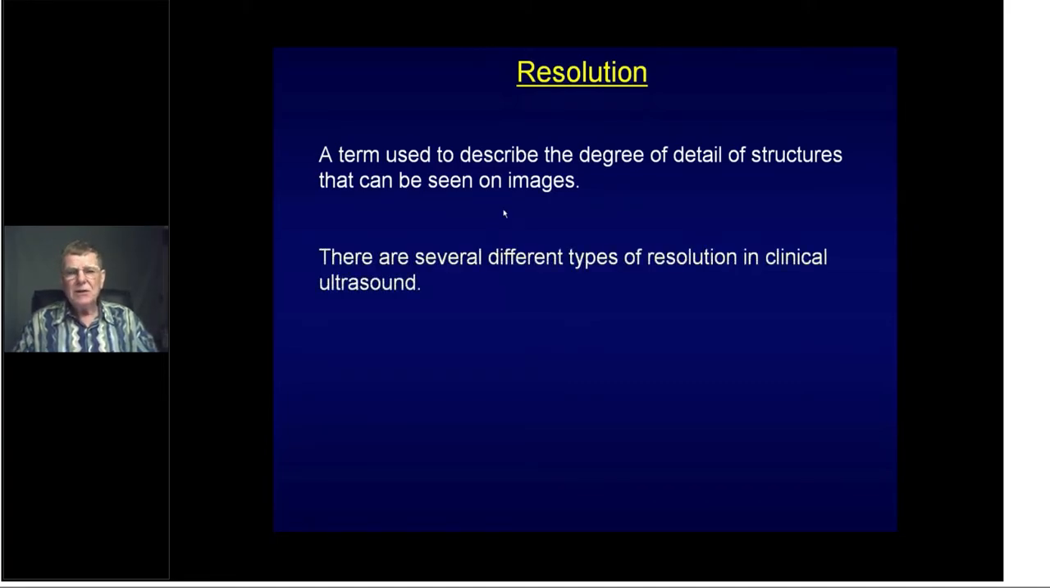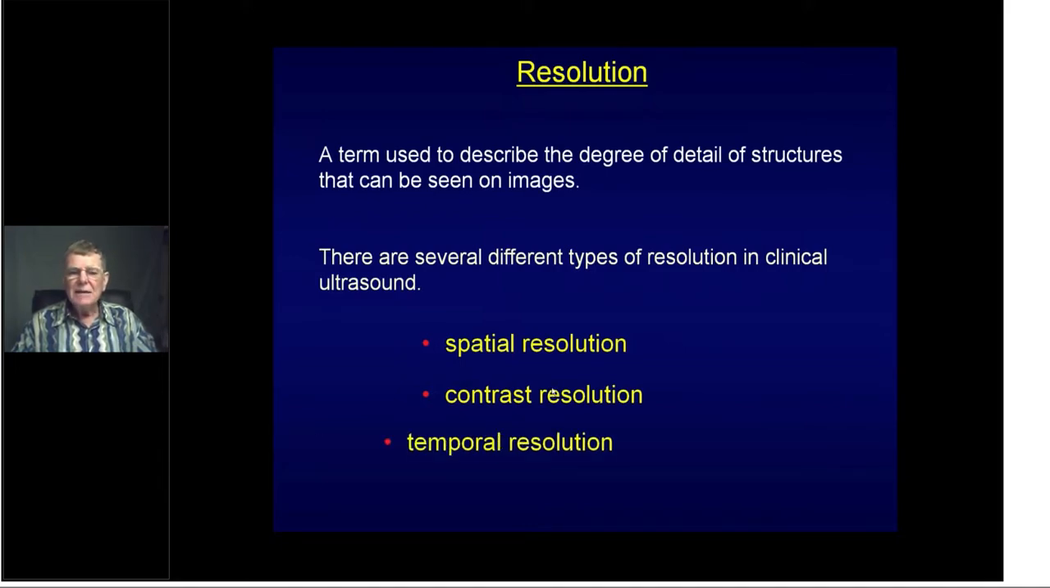Within diagnostic ultrasound, there are several different types of resolution, and they're all important. The really important ones are spatial resolution, contrast resolution, and temporal resolution. They're the ones I'm going to talk about now in this session, as I said.